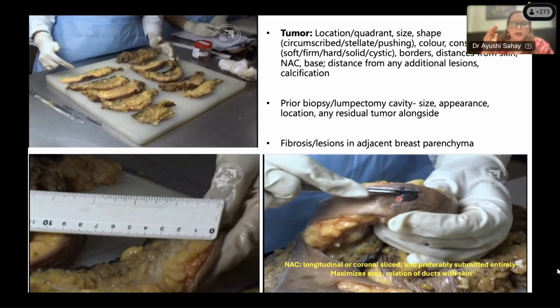And you have to also include the base of the nipple as well as a little bit of the subcutaneous tissue. And this section should be preferably very smooth, so that it can be properly embedded and you can get a very nice orientation on the microscopic slide. This kind of section actually maximizes the area and you can see the relation of the underlying ducts with the skin.